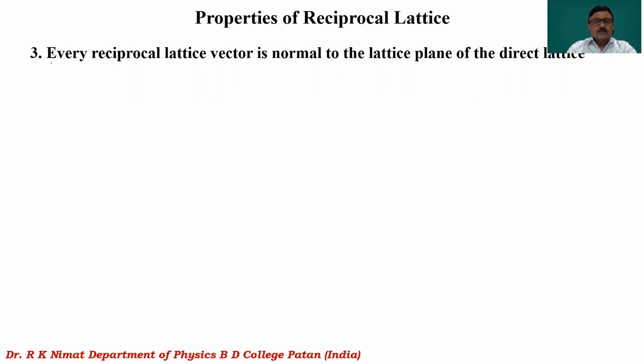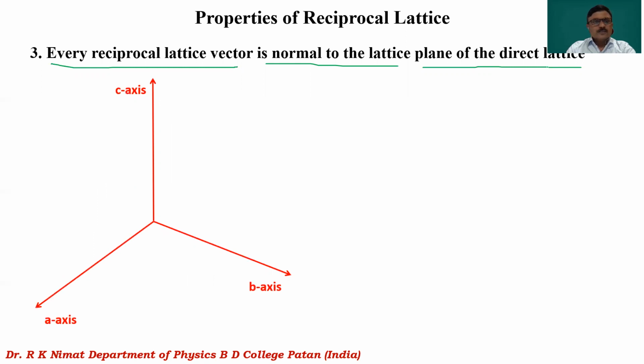The third property that we are going to discuss now is that every reciprocal lattice vector is normal to the lattice plane of the direct lattice. That means we have to show that the reciprocal lattice vector is perpendicular or normal to the crystal planes in the direct lattice. So for that, consider this Cartesian coordinate system, in which we can consider the three crystallographic axes: A axis, B axis, and C axis.